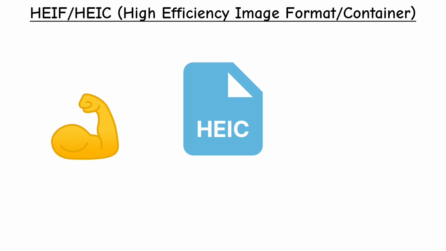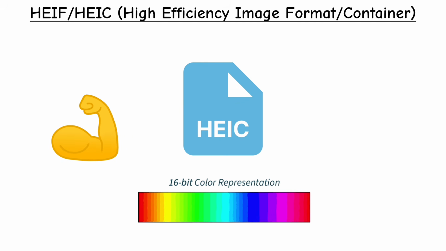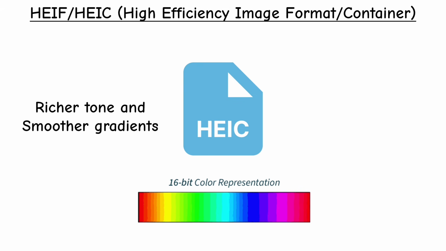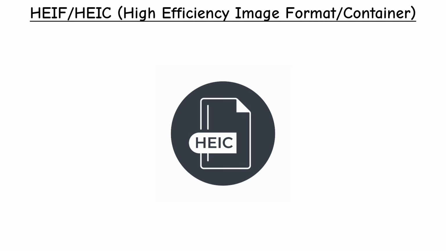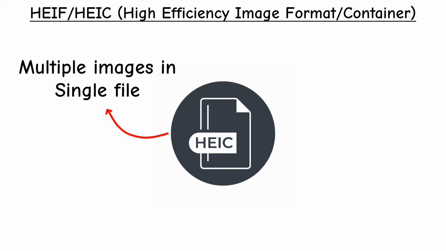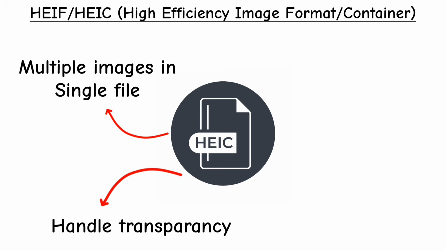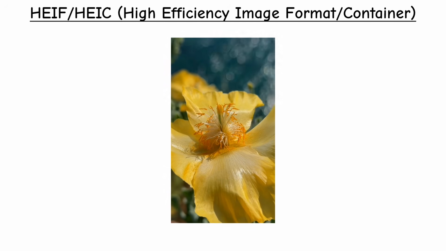One of its biggest strengths is support for up to 16-bit color per channel, which allows much richer tones and smoother gradients than JPEG's 8-bit limit. On top of that, HEIC can store multiple images in a single file, handle transparency, and even include extra data like depth maps. These features make things like Live Photos possible.